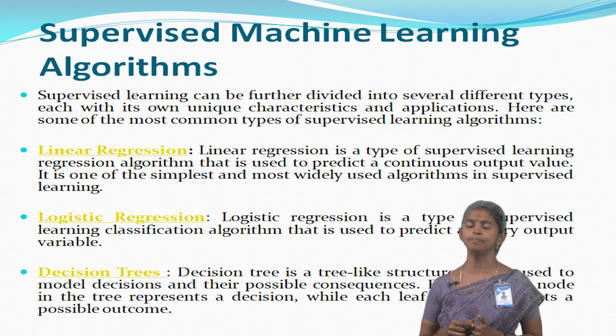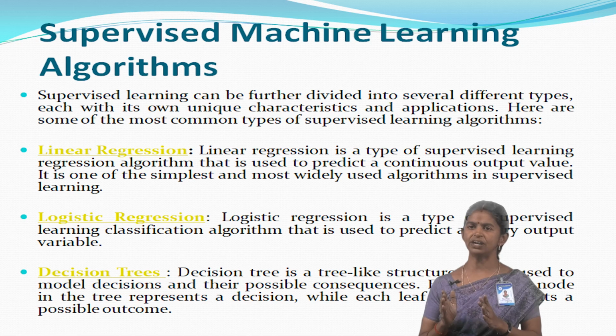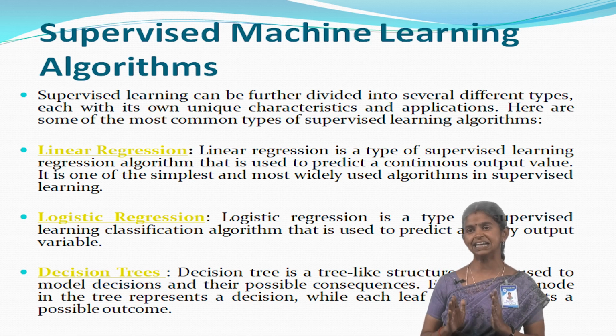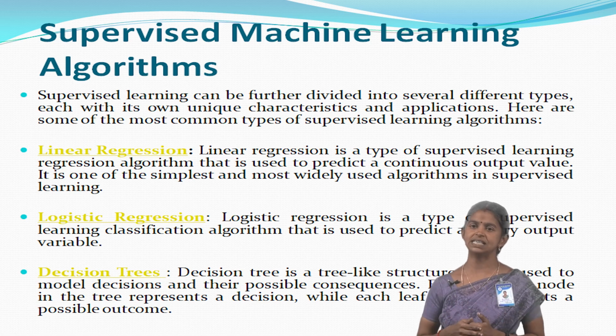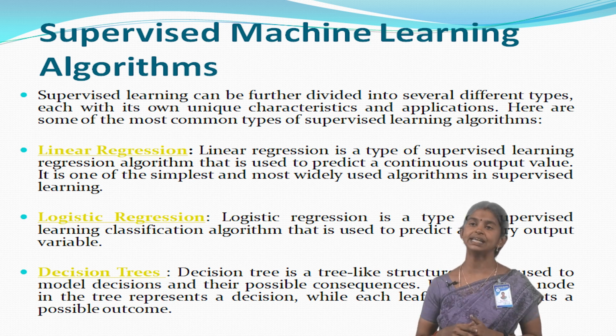Supervised machine learning algorithms. Supervised machine learning algorithms can be further divided into several different types, each with its unique characteristics and applications. Here are some of the most common types of supervised learning algorithms, that is linear regression. It is a type of supervised learning regression algorithm that is used to predict a continuous output value. It is one of the simplest and most widely used algorithms in supervised learning. Logistic regression is a type of supervised learning classification algorithm that is used to predict a binary output variable. Another one is decision tree.